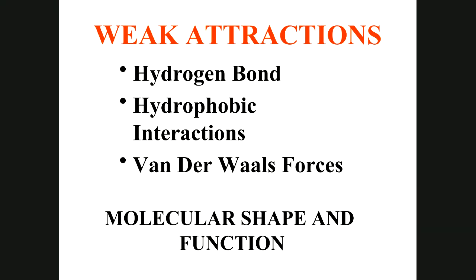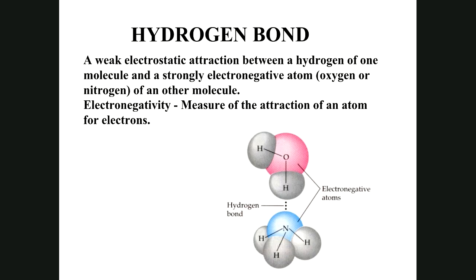When we talk about weak attractions, we're only going to talk about really the hydrogen bond. It's a weak attraction. Let's look at the next slide. Our hydrogen bond, a weak electrostatic attraction between a hydrogen of one molecule and a strongly electronegative atom, oxygen or nitrogen of another molecule. And we see right here that nitrogen's forming a hydrogen bond with the hydrogen of this water molecule here.